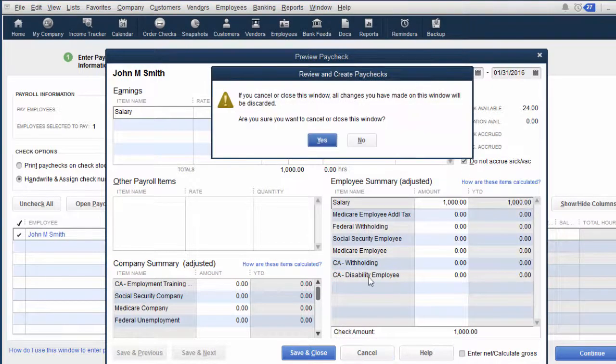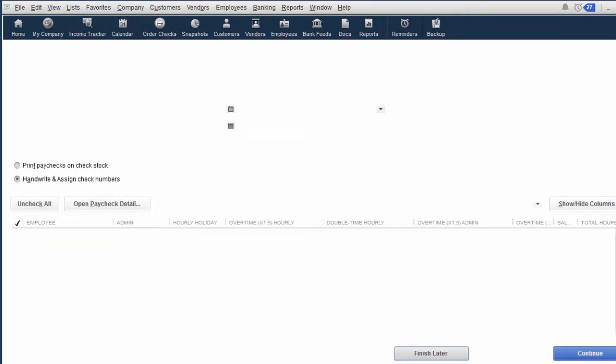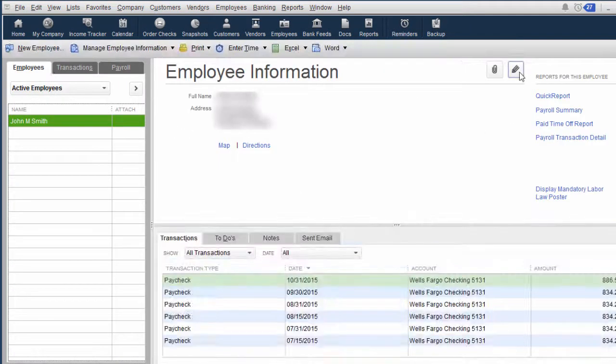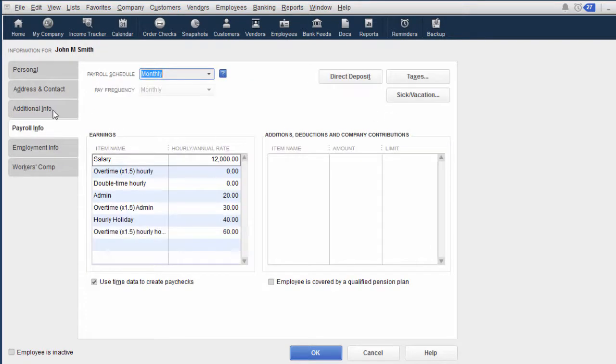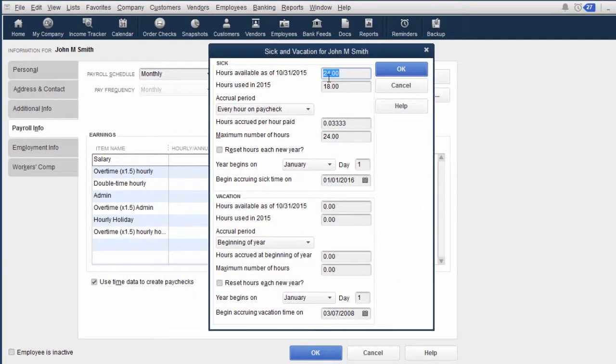Now, the second question was, you have an employee and they are rolling over their sick pay from one year to the next. What do you do? So you go into the payroll information, you click on sick/vacation. And what you'll want to do is make sure that when it rolls over, how many hours are available, that you leave that exactly how many are available, as you also don't want to click the reset button. So don't reset it every year is what they recommended.